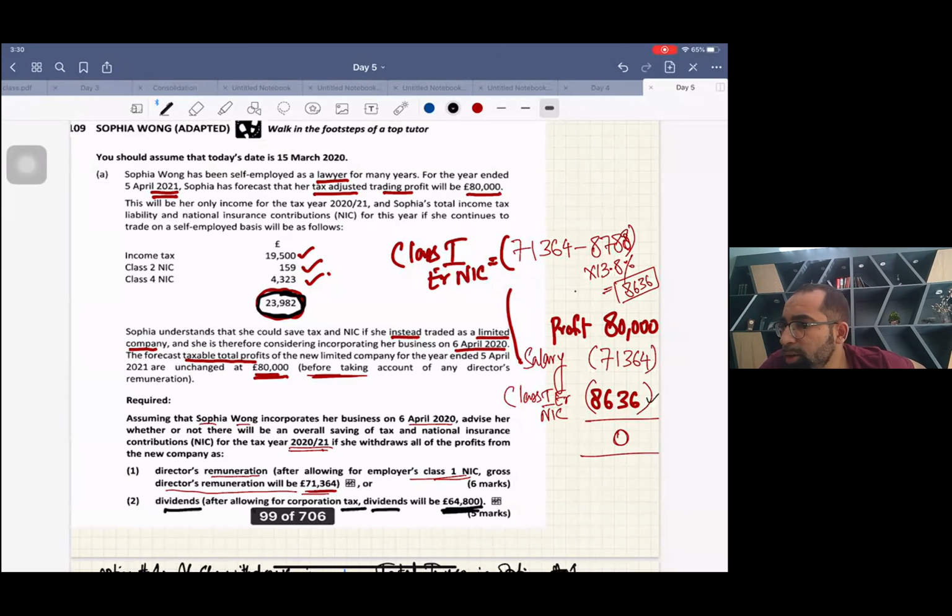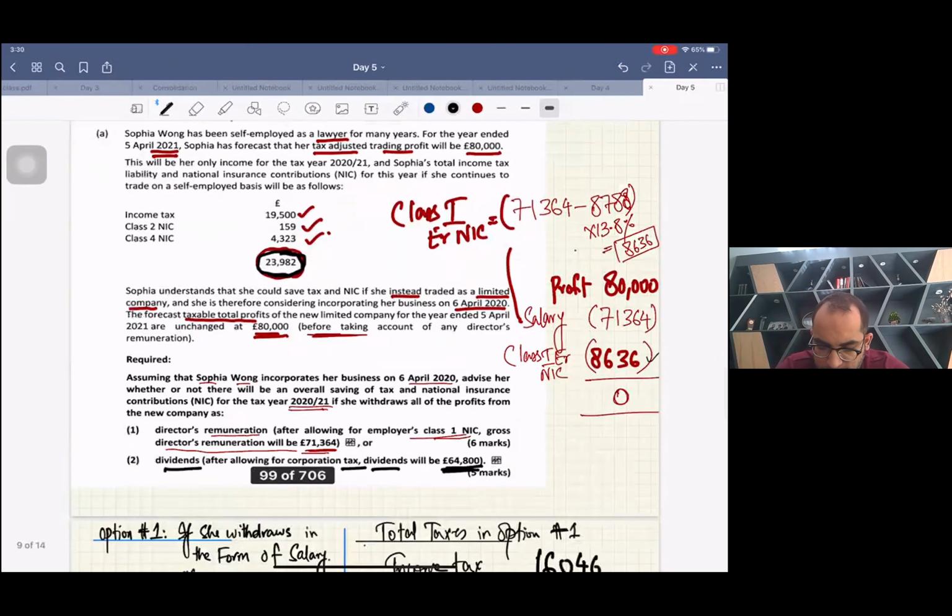And you know, dividend is not an allowed expense, right? So first of all, the company has to pay corporation tax as well. Okay, I'll show you the working. But the second case is, now she's withdrawing funds in the form of dividends. Okay, now let me show you.